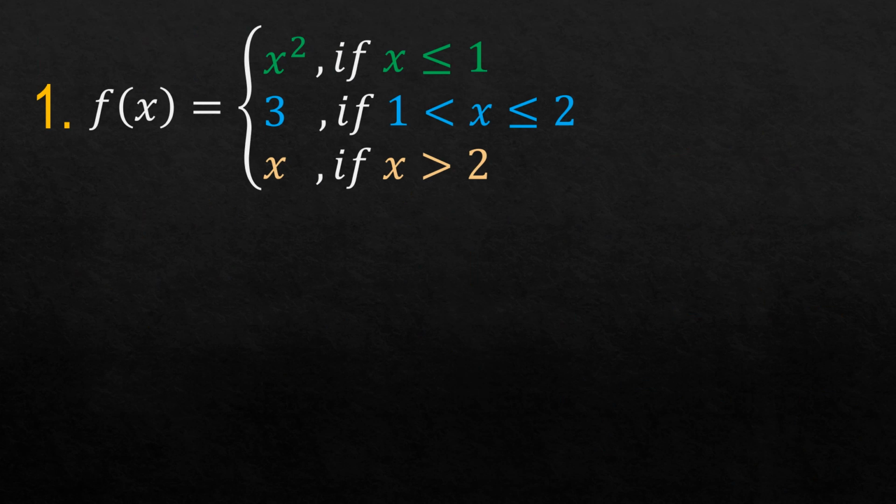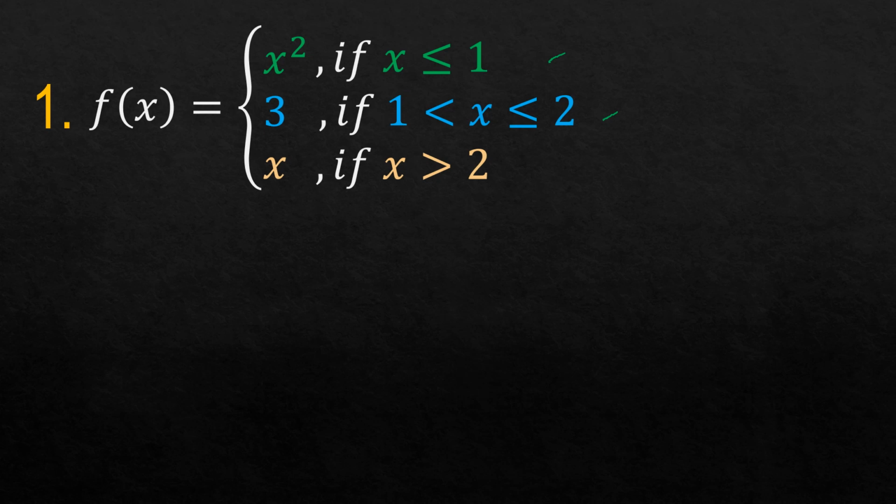So let us consider this. f of x is equal to x squared, but as you observe here, you can only use f of x is equal to x squared if x is less than or equal to 1. However, you can use f of x that is equal to 3 when the value of x is greater than 1 but less than or equal to 2. However, you can have f of x that is equal to x when x is greater than 2.